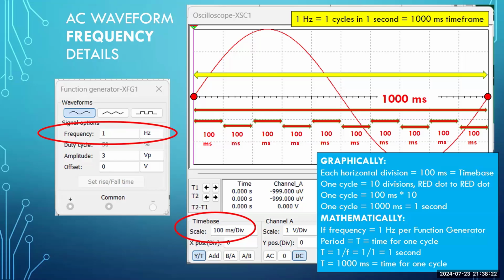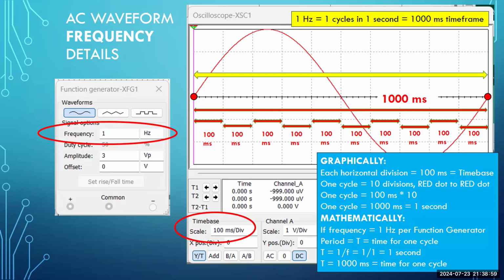So graphically, let's look at this. Each horizontal division represents 100 milliseconds of time. How do I know that? Well, all oscilloscopes have to display some information for you, and I have put in the red oval around what we call time base. That is a scale that tells you what is the space between the vertical division markers. The major division markers are 100 milliseconds apart. Okay, that's good to know.